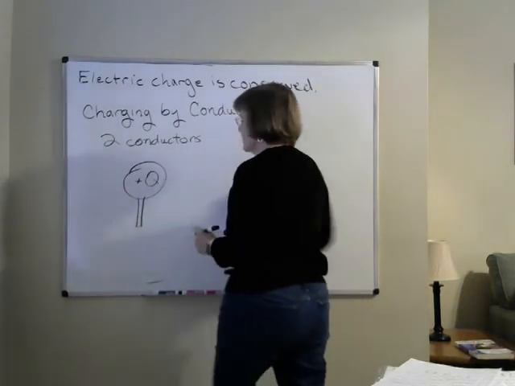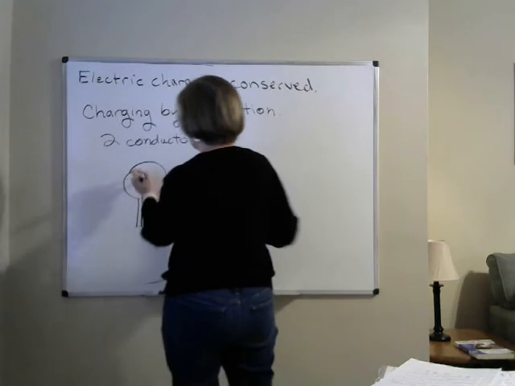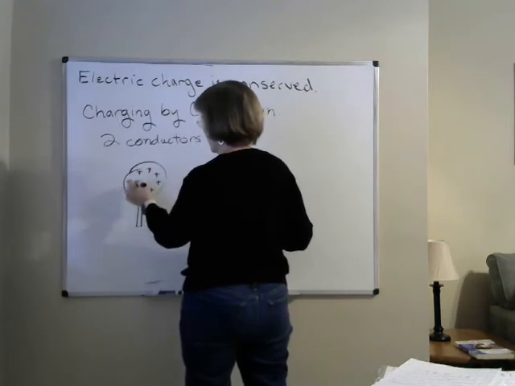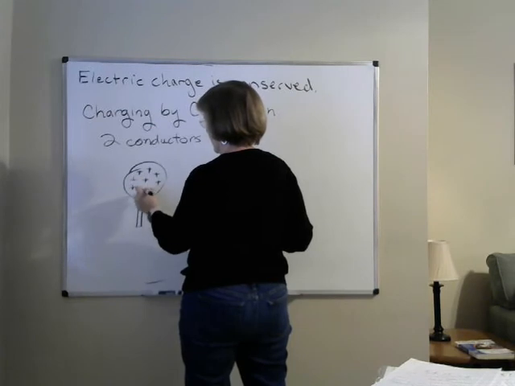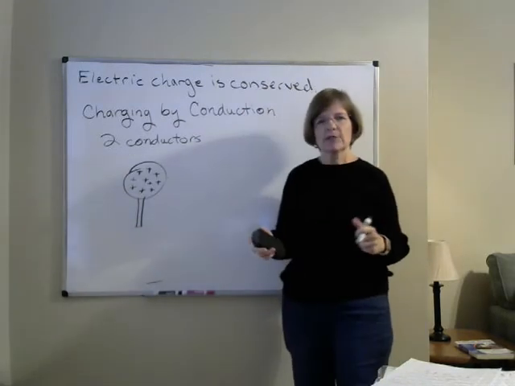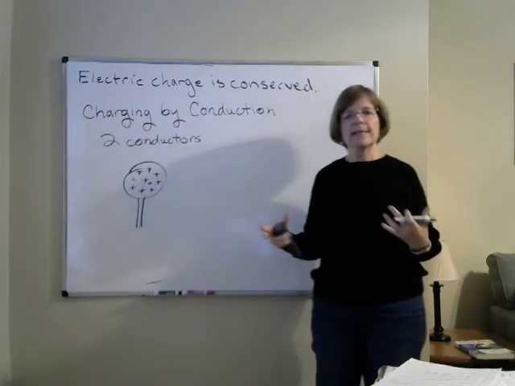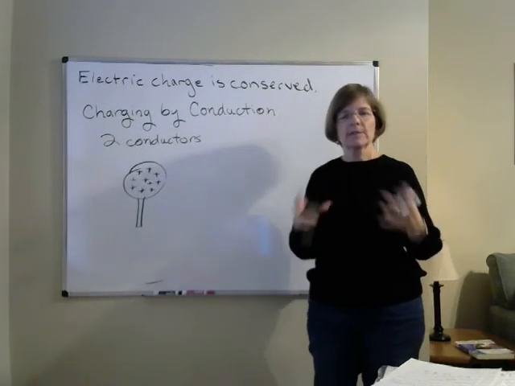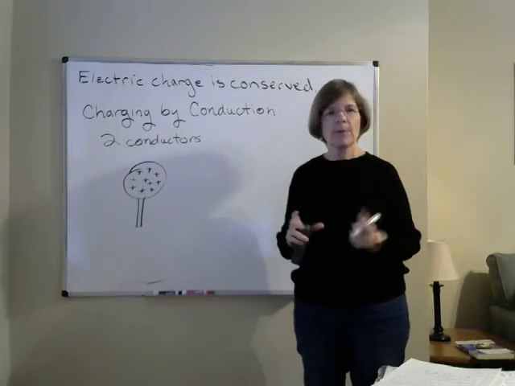Now, let's draw this a little differently. Plus Q. One, two, three, 4, 5, 6, 7, 8, 9. What's going to happen when you have a conductor is since the like charges repel, this excess charge is going to spread out evenly over the surface to get as far apart as possible.